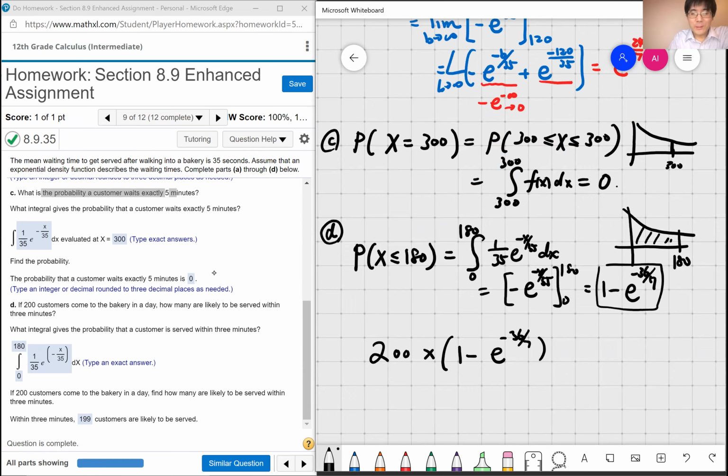By the way, this is roughly e to the negative 5, and that number is very, very small. So the probability should be very close to 99%, multiplied by 200. So it's very close to 200. And in fact, the approximation after using a calculator is 199 customers. They are going to be served within 3 minutes.